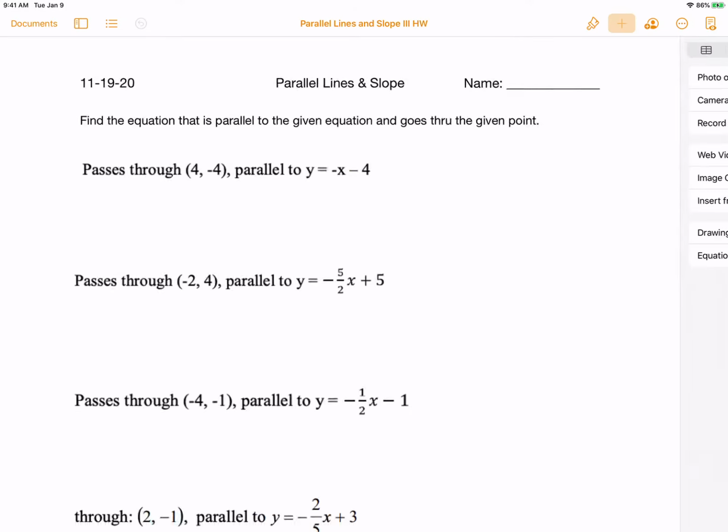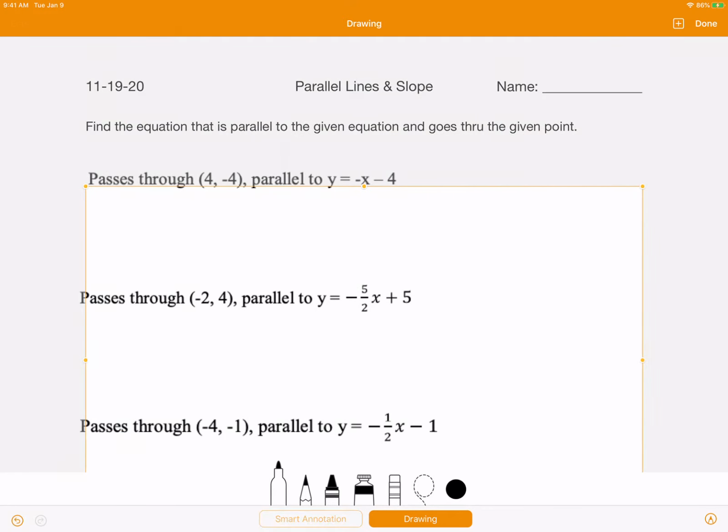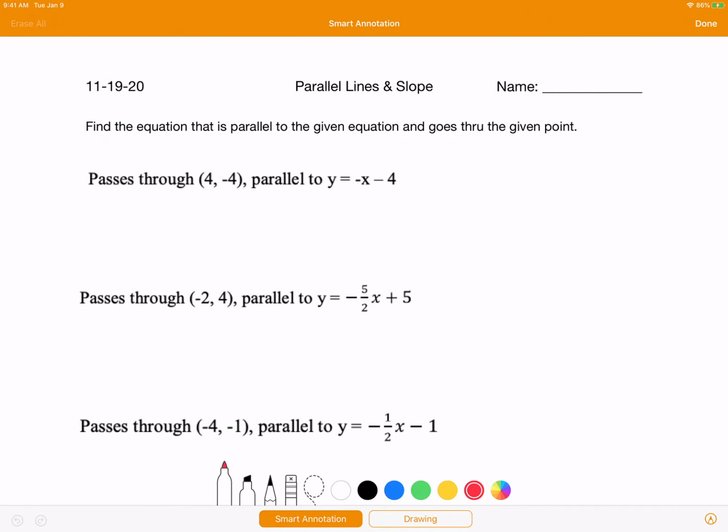Okay, hello class. So today we are going to go over the homework questions that you have done for yesterday, and I'm going to introduce you guys to perpendicular slopes and how that works. So first, let's go over these questions real quick.